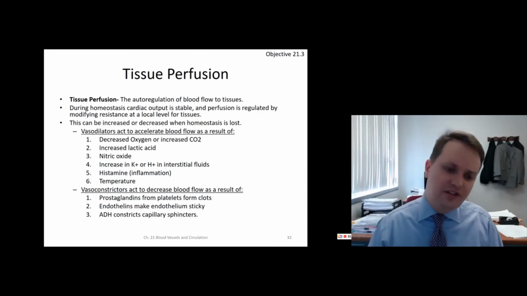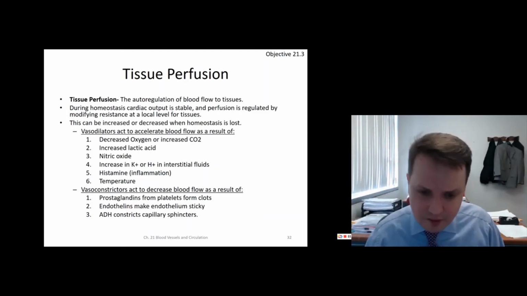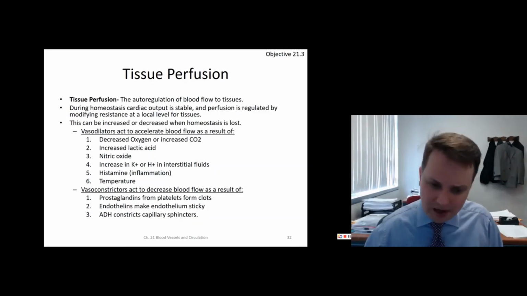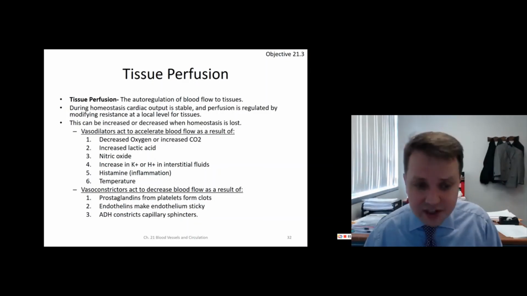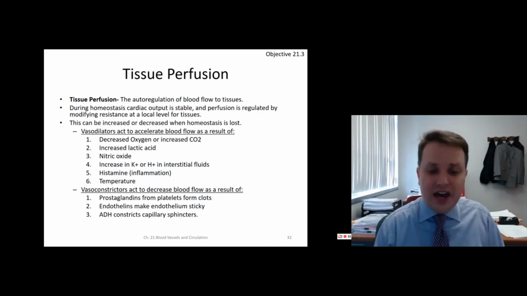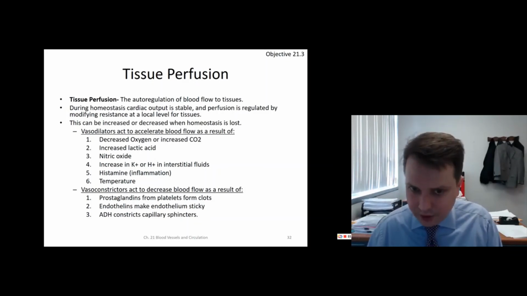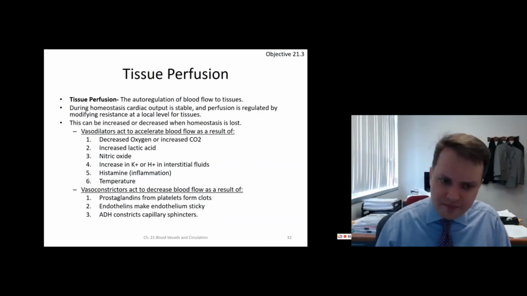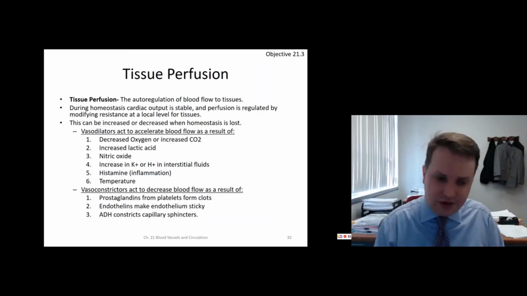Now, vasoconstrictors: prostaglandins from a platelet to help you form a blood clot. Your endothelins, they're vasoconstrictors, and ADH is a vasoconstrictor. Okay, so here's some things that we can add to that are all vasodilators.